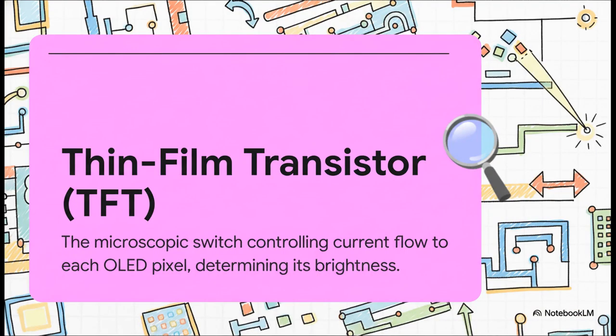And that is our star of the show, the thin film transistor. A TFT is basically a microscopic switch, or maybe think of it like a valve, that's layered onto a big sheet of glass. Its one job is super critical: control the exact flow of electricity to its own little OLED pixel. If you get this right, you get a perfect image. But if you get it wrong, well, the magic is gone.